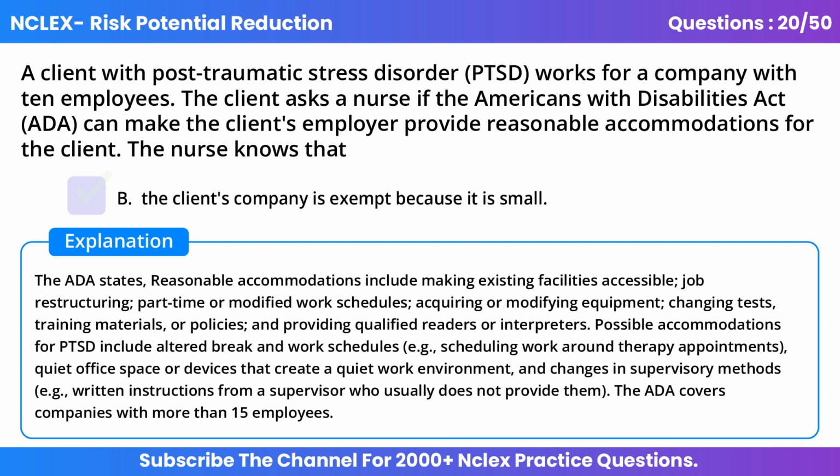The ADA states, reasonable accommodations include making existing facilities accessible, job restructuring, part-time or modified work schedules, acquiring or modifying equipment, changing tests, training materials, or policies, and providing qualified readers or interpreters. Possible accommodations for PTSD include altered break and work schedules, e.g., scheduling work around therapy appointments, quiet office space or devices that create a quiet work environment, and changes in supervisory methods, e.g., written instructions from a supervisor who usually does not provide them. The ADA covers companies with more than 15 employees.